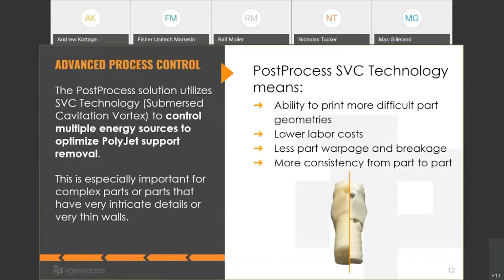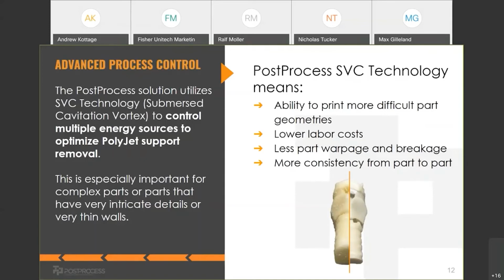Then we talk about advanced process control. So what does that mean to the user? Really, ultimately, we're leveraging software to be able to optimize our hardware more effectively. So we can, for instance, our ultrasonics and our SVC technology, they're not just on or off. We can change the power that the ultrasonics are putting out. Things like, basically the way we are introducing agitation into the system through our flow. So the way we're distributing temperature and really that physical agitation to the part, all controlled through our software.